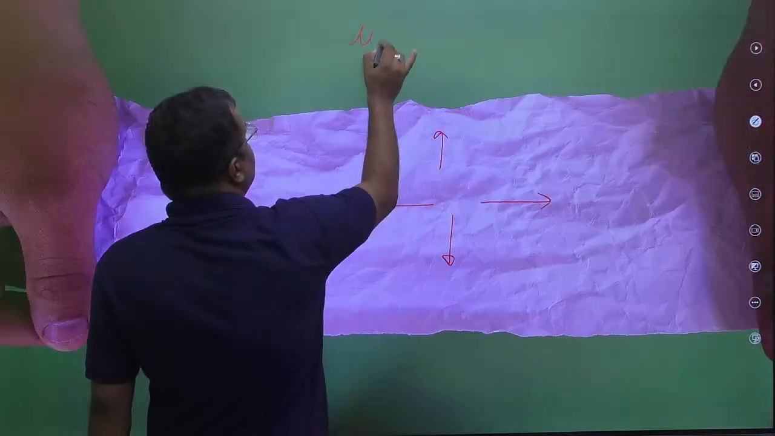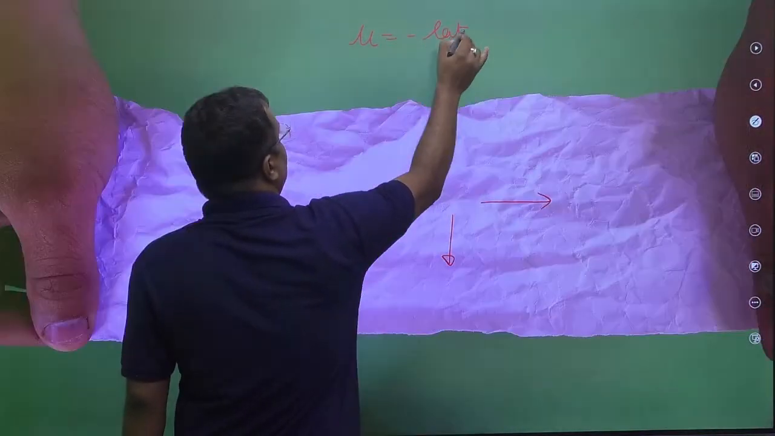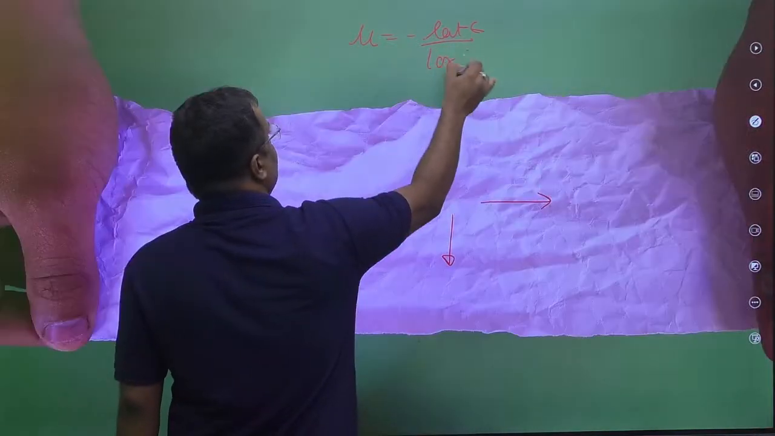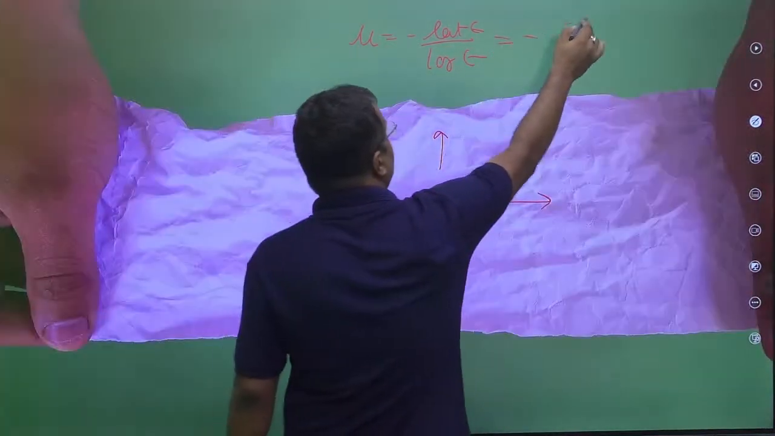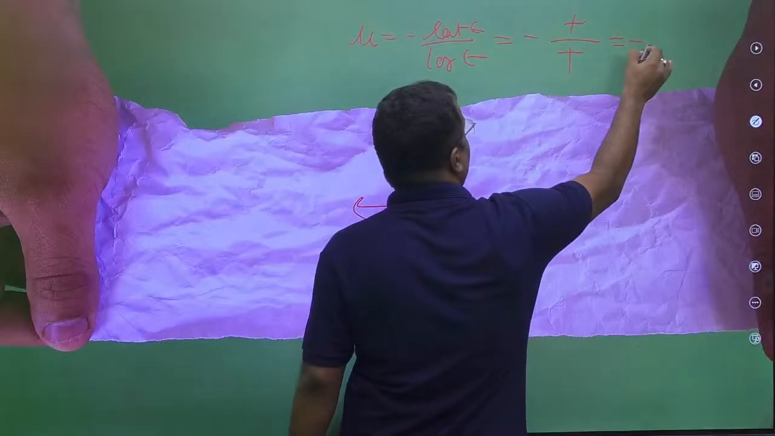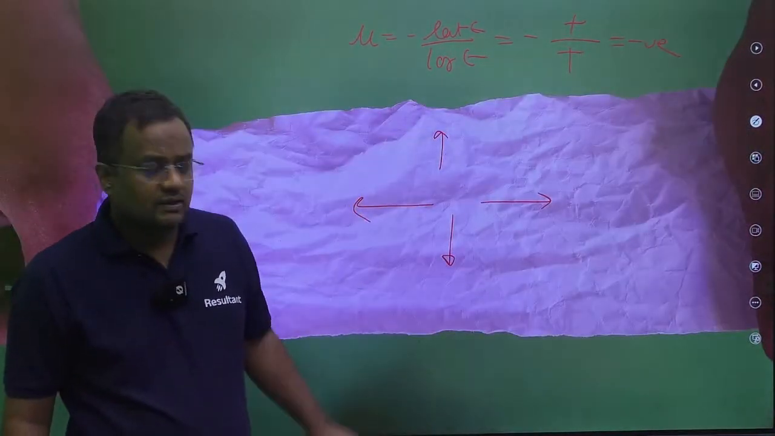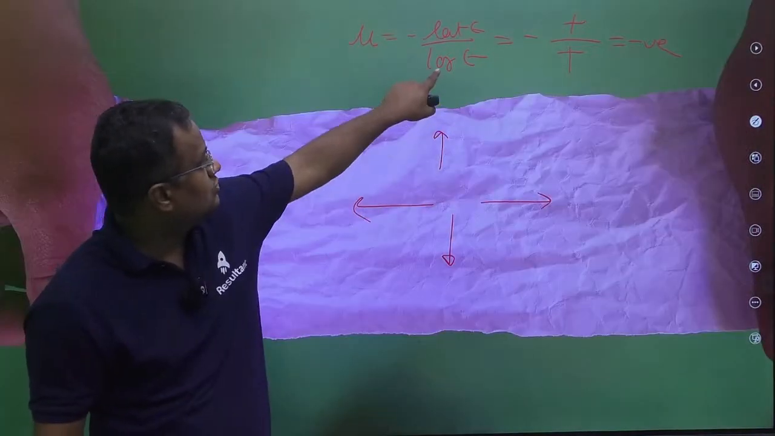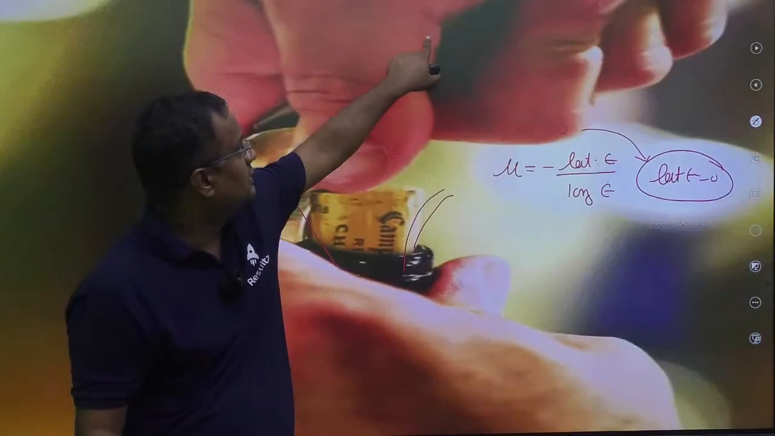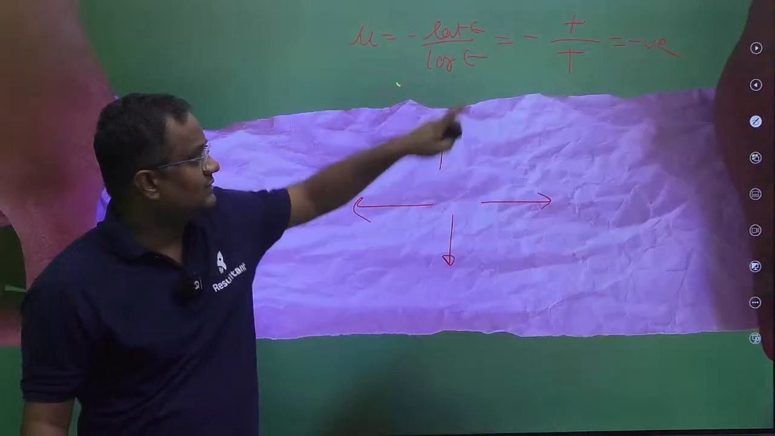So mu is equal to minus of lateral strain upon longitudinal strain. Both are positive, so with the minus sign the net value is negative. Net value is negative because it is increasing here. The denominator is positive, the numerator is also positive, so the net value is negative.